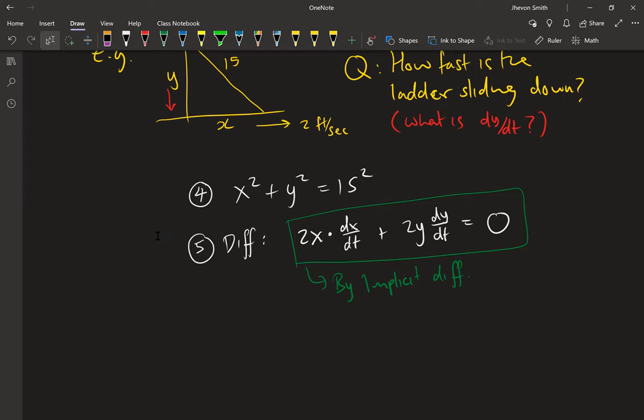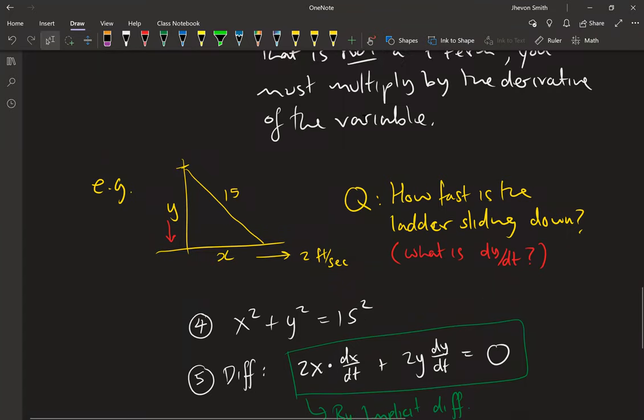So if they tell you, how fast is the ladder sliding down the wall when x is, and yes, they'll usually give you another thing here that says something like, when it is 9 feet from the wall. Right? So that 9 feet, you do not mess with that nine until step six of the related rates problem. You ignore it until step six. So that's how you would know. Hopefully that answers your question. Thank you. Okay.